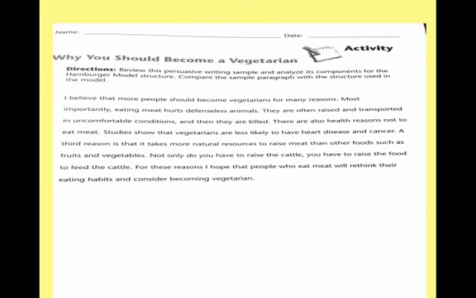There are also health reasons not to eat meat. Studies show that vegetarians are less likely to have heart disease and cancer. A third reason is that it takes more natural resources to raise meat than other foods, such as fruits and vegetables. Not only do you have to raise the cattle, you have to raise the food to feed the cattle. For these reasons, I hope that people who eat meat will rethink their eating habits and consider becoming a vegetarian.